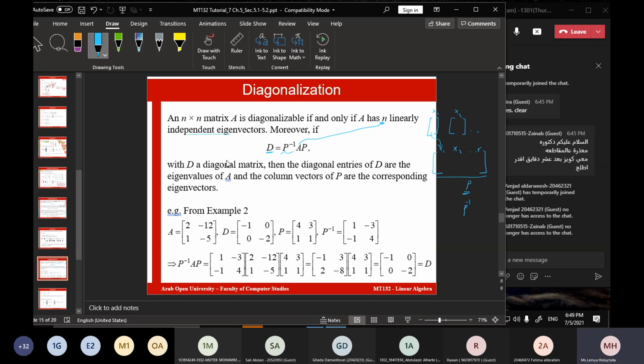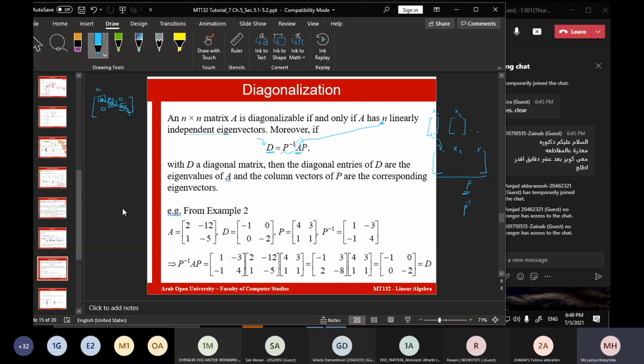Diagonal means everywhere else is zero, but on the diagonal there could be some numbers, right? You will find that these numbers are the eigenvalues of this A. You will find that this D is a diagonal matrix, and its diagonal has lambda 1, lambda 2, lambda 3, and so on, which are the eigenvalues of this one.